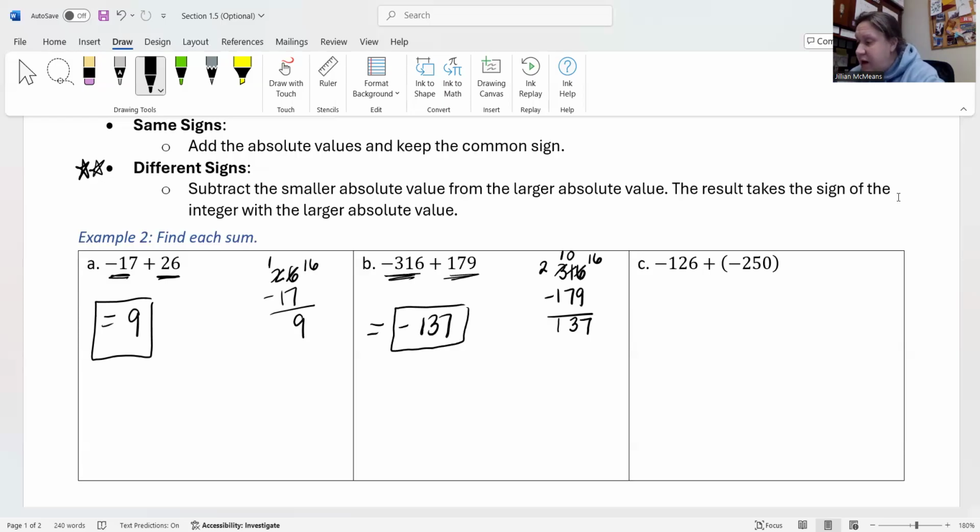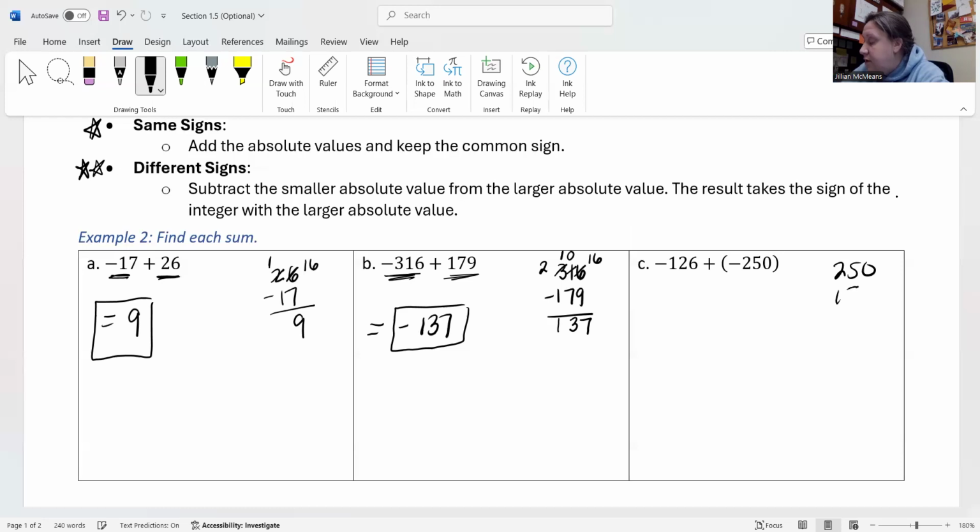Okay. Now, finally, for part C, we have negative 126 plus negative 250. Here, we're adding two numbers that have the same sign. The directions say add the absolute values and keep the common sign. So again, I just kind of ignore the signs here and I add, because the absolute value of negative 126 is positive 126. The absolute value of negative 250 is 250. So I add those numbers.